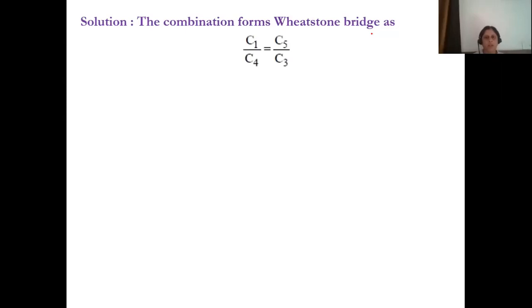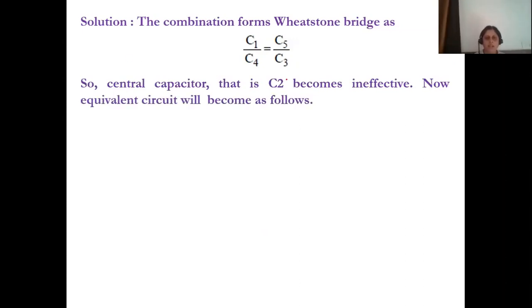Time is running. You'll see why: C1 by C4 is equal to C5 by C3, right? Therefore, the central capacitor, that is C2, becomes ineffective. So we can reduce the circuit like this between the points P and Q. Two capacitors are in series, again these two capacitors are in series, and the two series branches are in parallel.